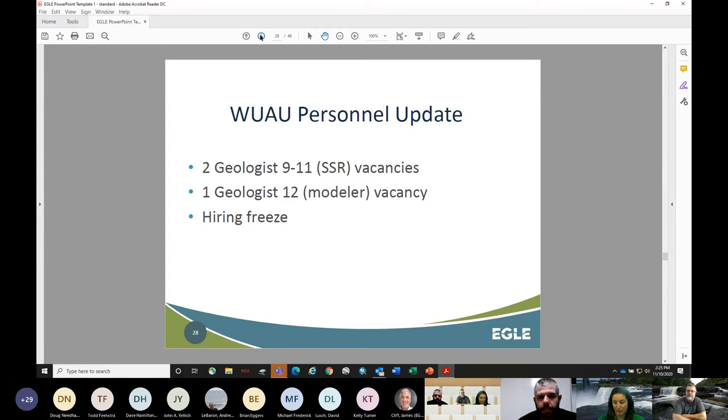And today I just got news that the division will put forward two of the three. So it looks like we'll try pushing forward the geologist 12 modeler and one of the two geologist 9 through 11 SSR positions, request an exemption from the hiring freeze, and once we get the green light, go ahead and post those.